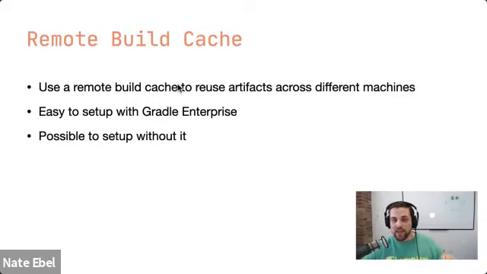Similarly, remote build cache, which is the same thing, but it'll let you work across machines. So if a developer in Berlin builds something and pushes artifacts to the remote cache, you could pull them down in Seattle.